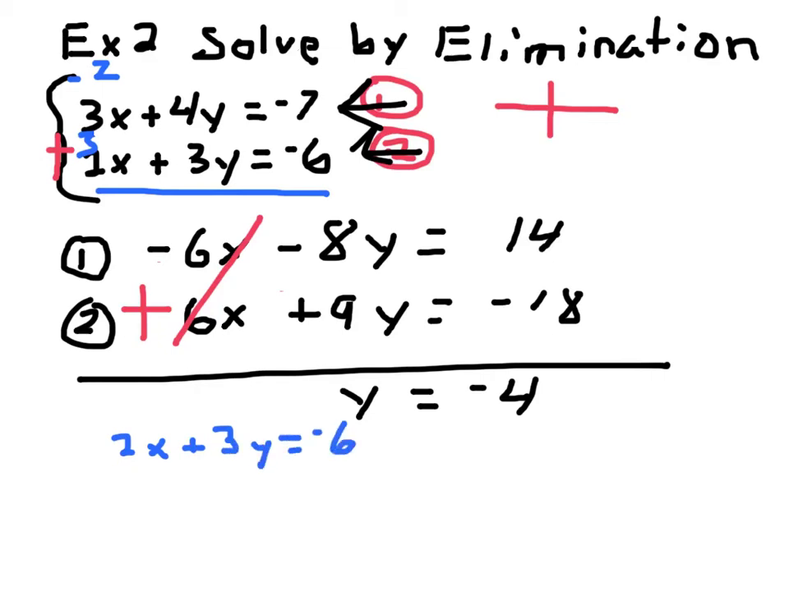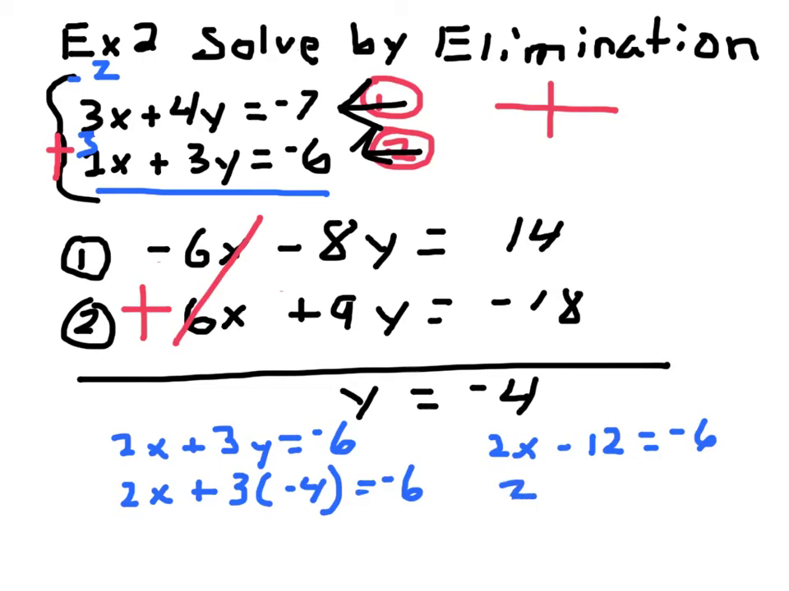And I'm going to put a negative 4 in for y. So I have 2x plus 3 times a negative 4 equals a negative 6. So I have 2x, let's see, 3 times a negative 4 is a negative 12, minus 12 equals a negative 6. Add 12 to both sides, so 2x is equal to positive 6, x equals 3. So my solution to this problem then was 3, negative 4.